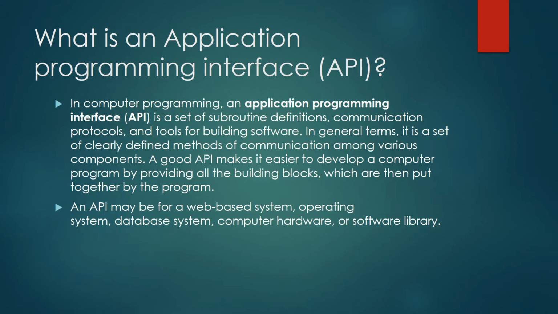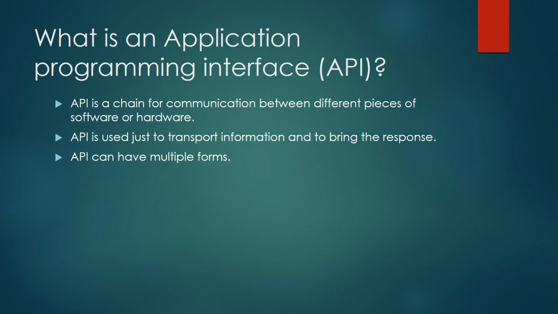Now I want to explain how I see the API and how it's easier to remember and understand. So what's an API? An API is basically the chain for communication between different pieces of software or hardware. An API is used just to transport information and bring the response back to the client. And the API can have multiple forms. What do I mean by multiple forms?